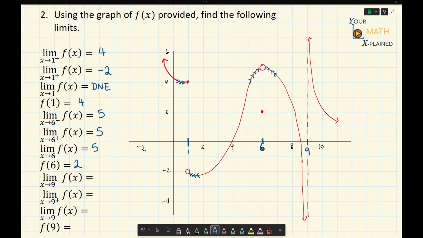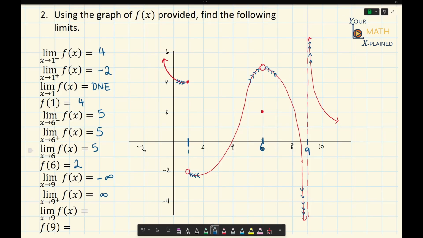The next limit we want to find is the limit of our function f of x as x approaches 9 from the left-hand side. So if we follow the curve from the left-hand side, we can see that this curve is going towards negative infinity. So the limit of our function f of x as x approaches 9 from the left-hand side is going to be negative infinity. And when we approach 9 from the right-hand side, we can see that if we follow this curve, we're now going up towards positive infinity. So therefore, this limit is going to be positive infinity.